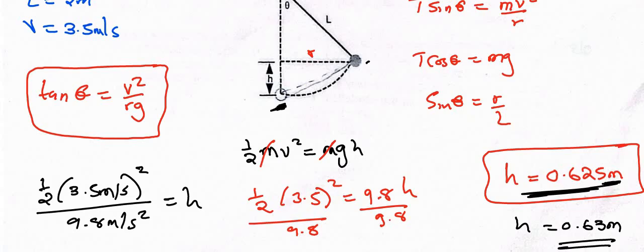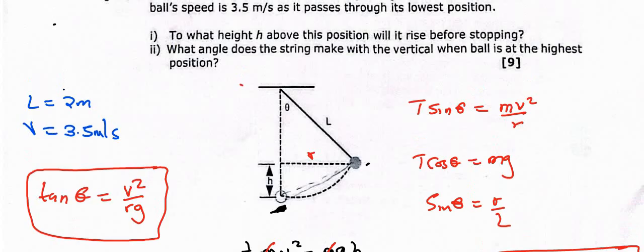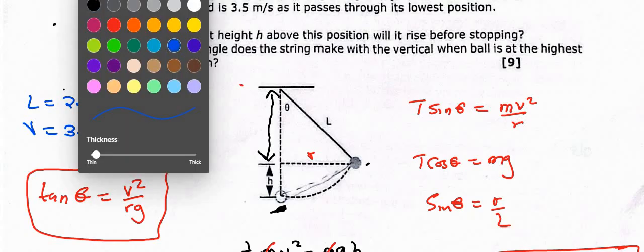Then if they're looking for, so we know the what? We know the length of the string here is supposed to be 2, right? It was 2 meters long. So from the 2, you can subtract the 0.625 that we've gotten so that we are able to find this length here. Because with this length, you'll be able to get the angle.